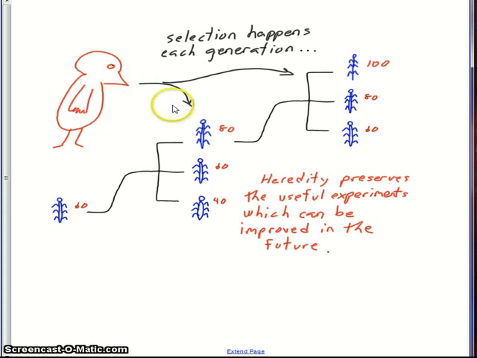In nature, this selection process is happening each and every generation. And it's the hereditary nature of these traits that preserves the useful variations, right? So the 80 percenters here, they have an advantage over the 60 percenters, and that 80% body shape, if it is hereditary, that is, if it can be passed on to the next generation, that's what's causing the next generation to start out a little bit better adapted than the average of the previous generation. So heredity preserves the useful experiments, which can be improved in the future.